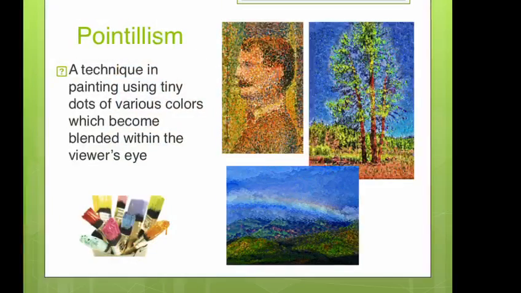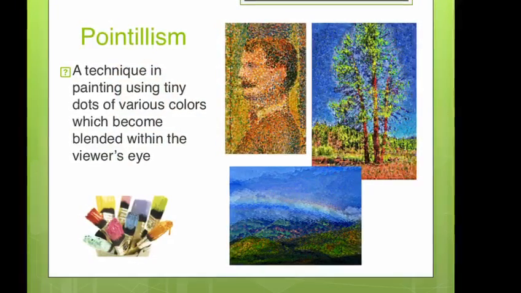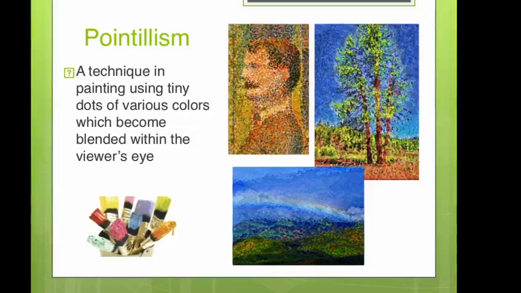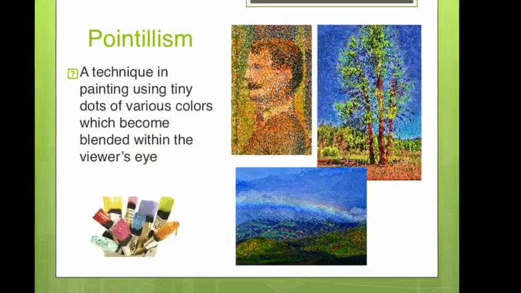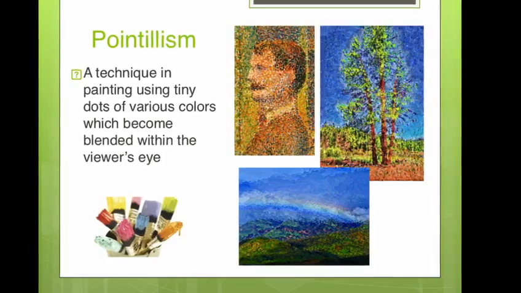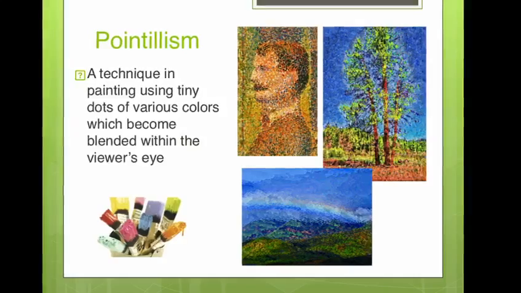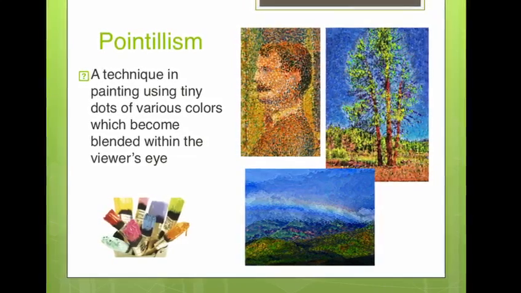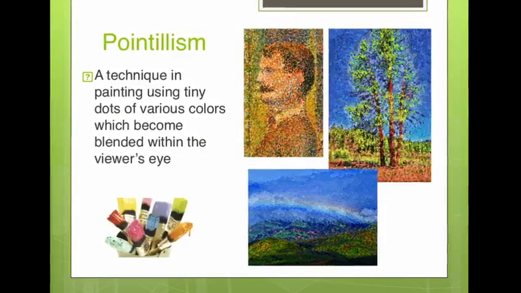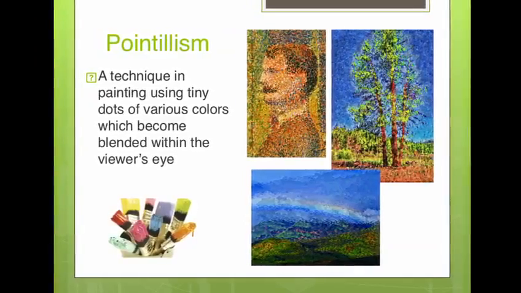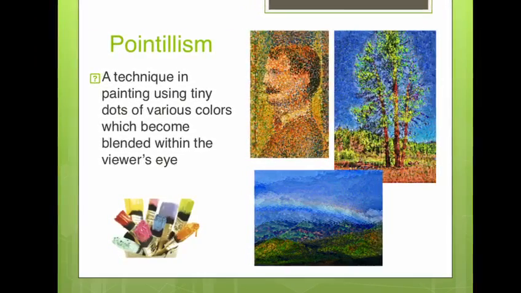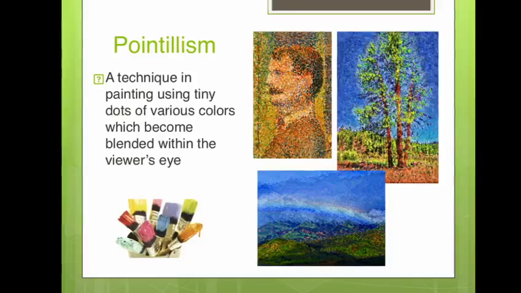One painting technique that we're going to use today is known as Pointillism. This is defined as a technique in painting using tiny dots of various colors, which become blended within the viewer's eye. It works if you're standing far away from an image, and then when you zoom into the image, you can see that there are actually a lot of different little dots. Let's see how we use this in our project.